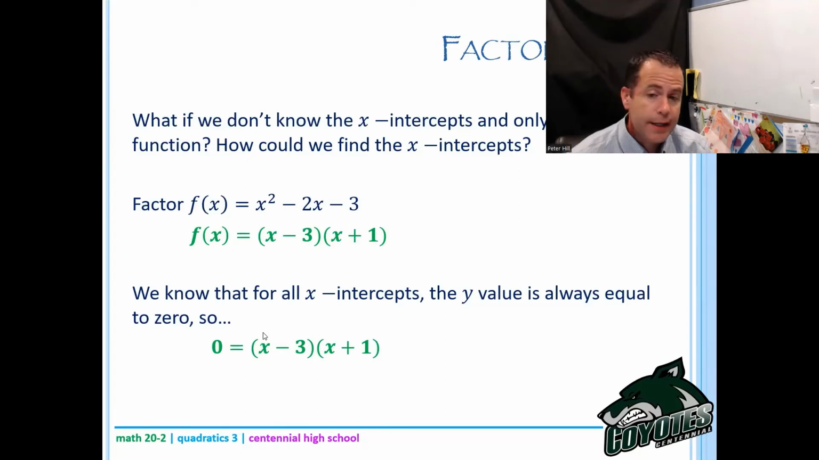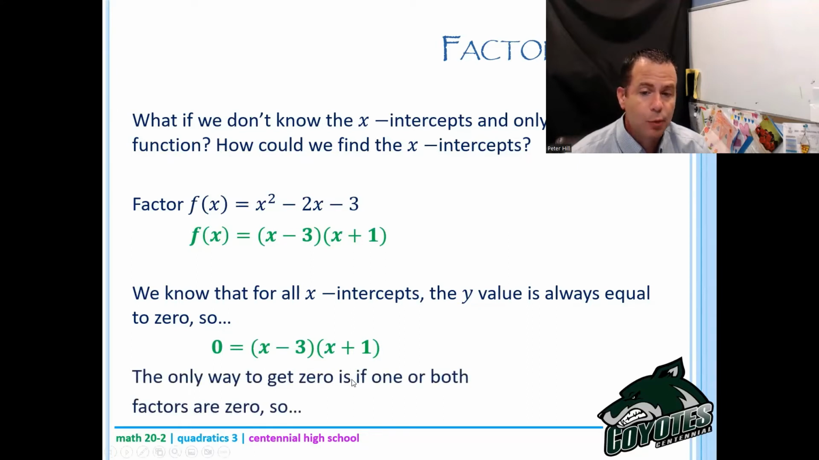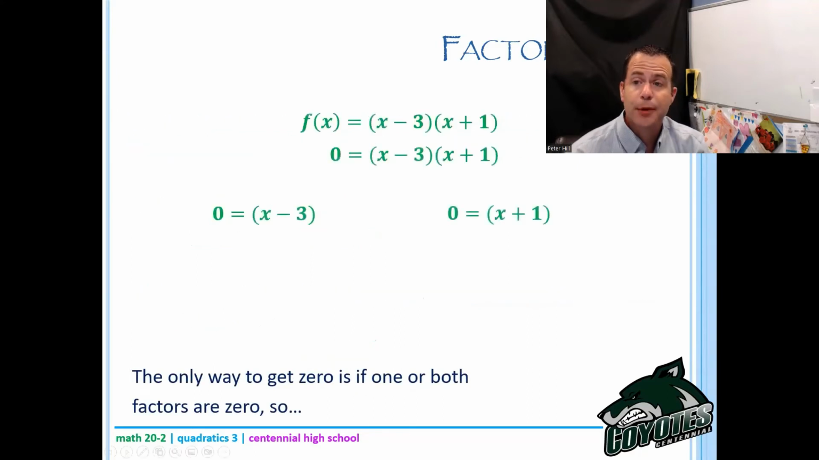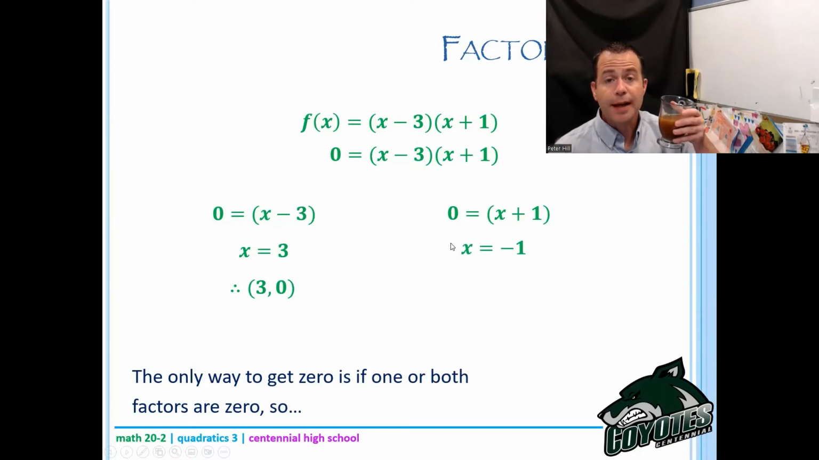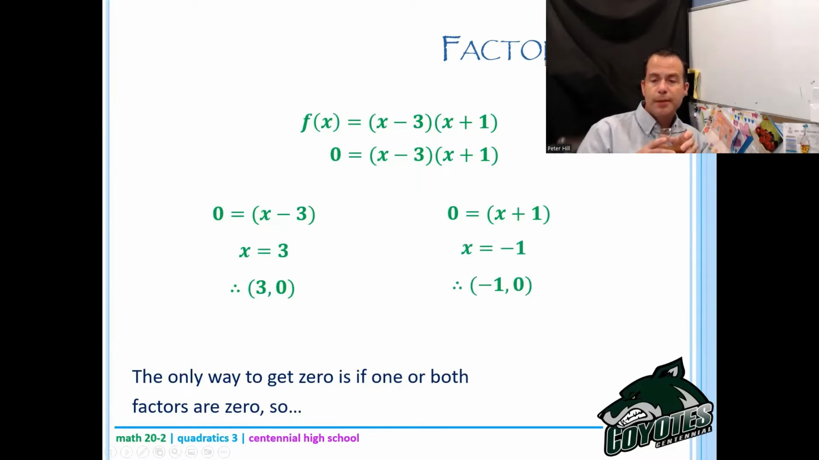So what I can do is I can say, okay, that means either my x minus 3 has to give me 0 and I can solve for x, or my x plus 1 has to give me 0 and I can solve for x. Okay, so the only way to get 0 is if one or both factors are 0. So I now can separate into two little algebra questions where each different factor equals 0. Okay, so then if 0 equals x minus 3, then x equals 3, and I have an x-intercept at 3, 0. If 0 equals x plus 1, I have x equal -1. I just bring my 1 over to the other side and isolate for x, and that gives me -1, 0 for that x-intercept. So now I know the two x-intercepts, 3, 0 and -1, 0.